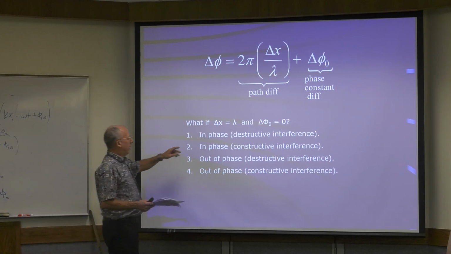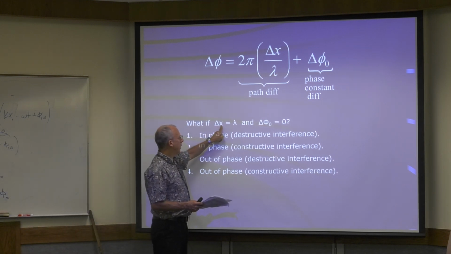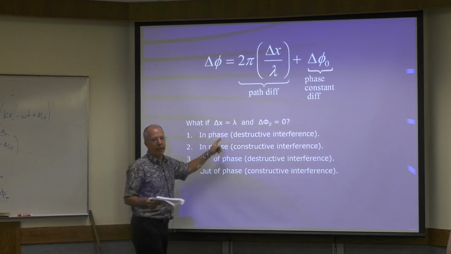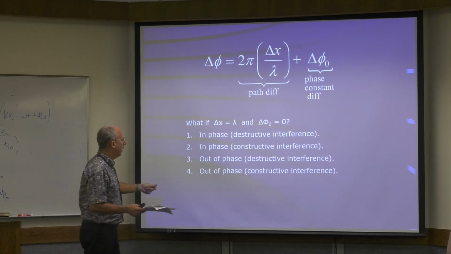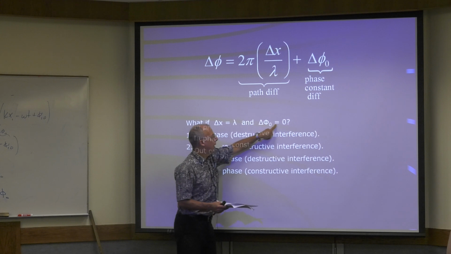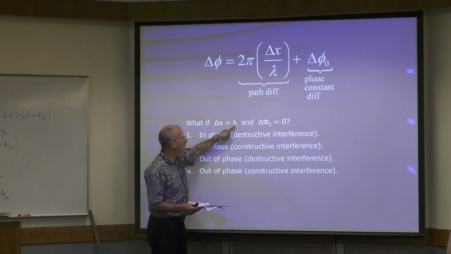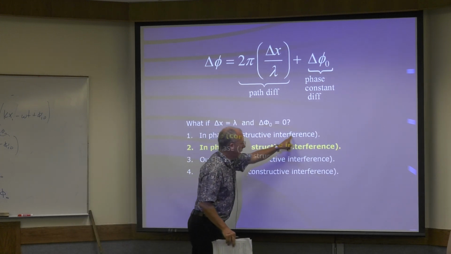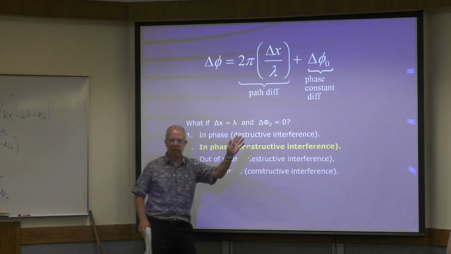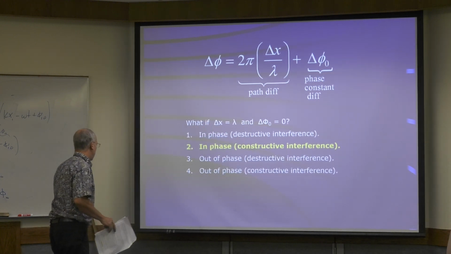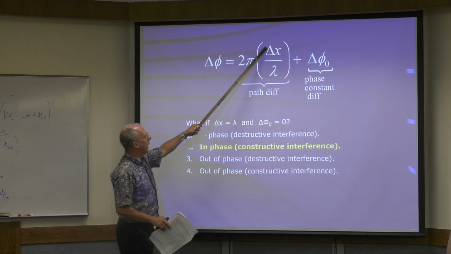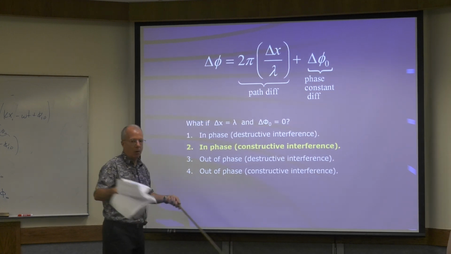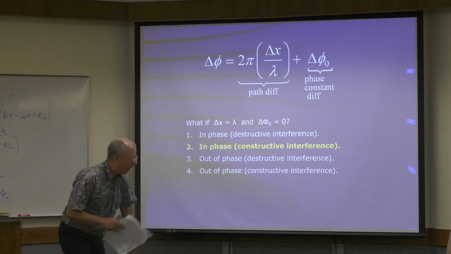If the path difference is a wavelength and the phase constant difference is 0, what kind of interference are you going to get? You should be able to know that, right? It's in phase, and since this is one wavelength, it's constructive. By the way, I don't think this is possible. I just put it in there. Now let's do it with the equation. If delta x is lambda, then lambda over lambda is 1, so we get 2 pi. That's 0, so the phase difference is 2 pi, which of course is in phase and constructive.